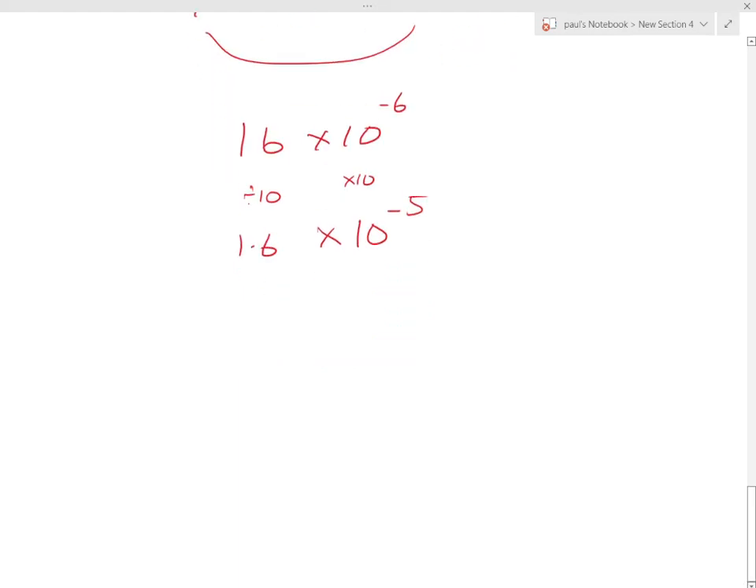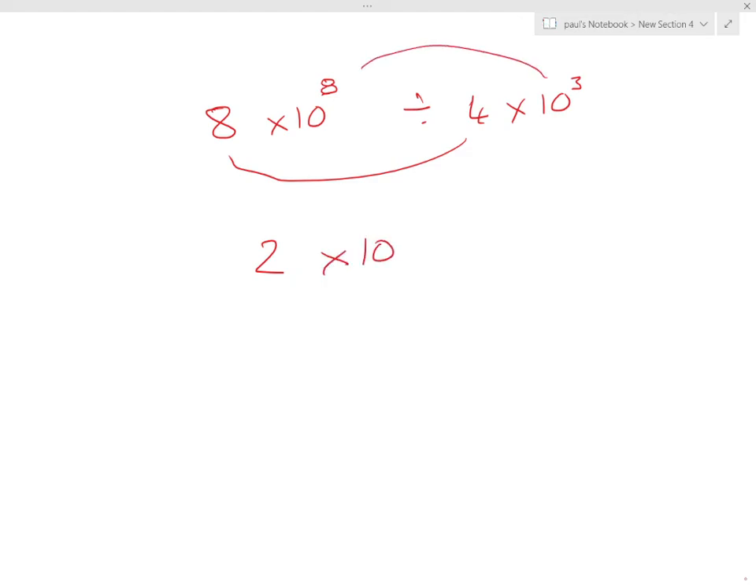Division. Let's keep the numbers easy. 8 times 10 to the 8, divide by 4 times 10 to the 3. Let's make that a larger number because I don't want to get muddled up. So 8 divided by 4 is 2. 10 to the 8 divided by 10 to the 3, so we subtract: 8 take away 3 is 5. So that's 2 times 10 to the 5.